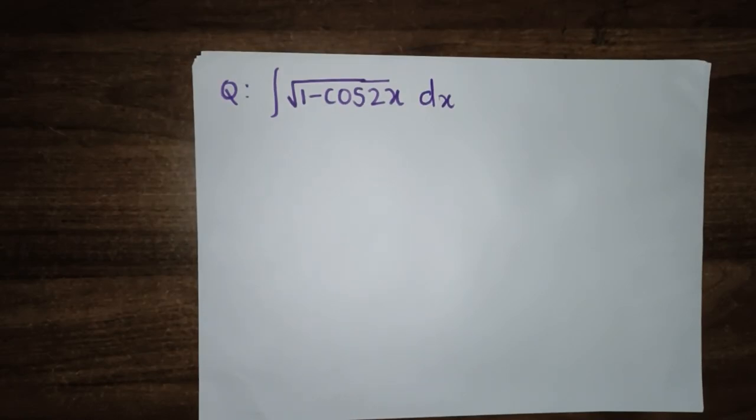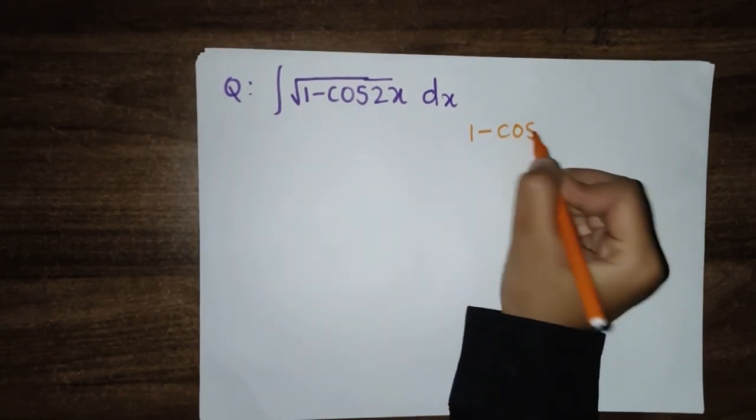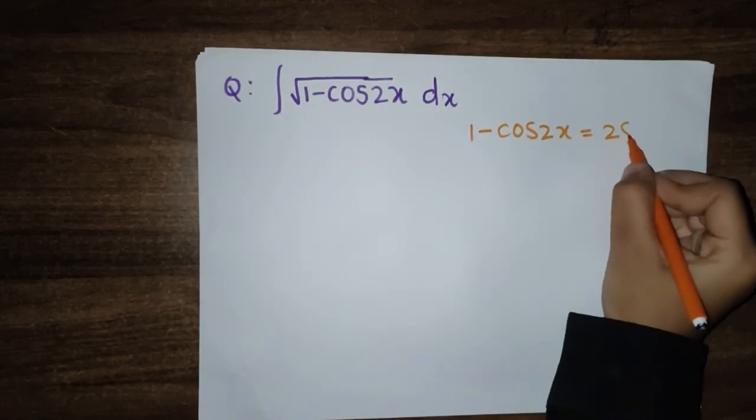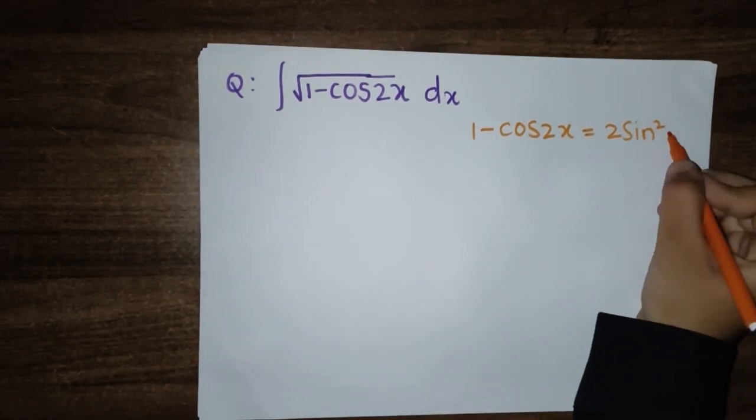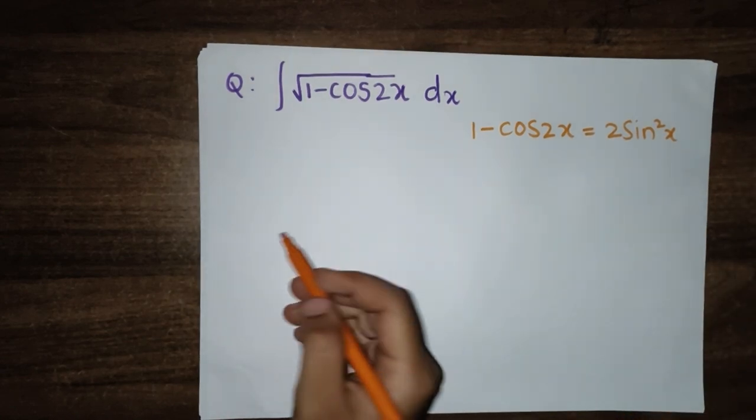So here the question is integration of under root 1 minus cos 2x dx. Look at the question carefully. After looking at the question, we realize something, that 1 minus cos 2x is equal to 2 sine square x. Simply we have to substitute 2 sine square x here.